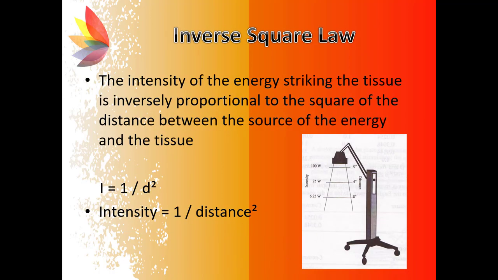The inverse square law. This law states the intensity of the energy striking the tissue is inversely proportional to the square of the distance between the source of the energy and the tissue. The inverse square law is calculated by taking 1 and dividing it by the distance squared, which will equal the overall intensity. The formula is I, intensity, equals 1 divided by the distance squared.